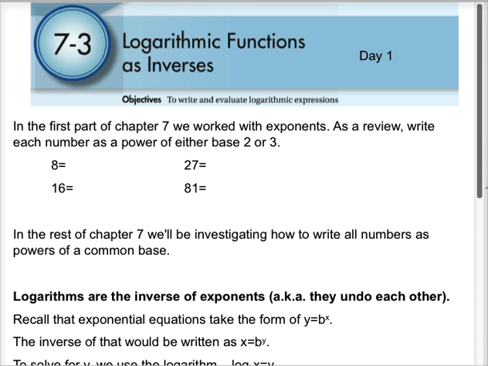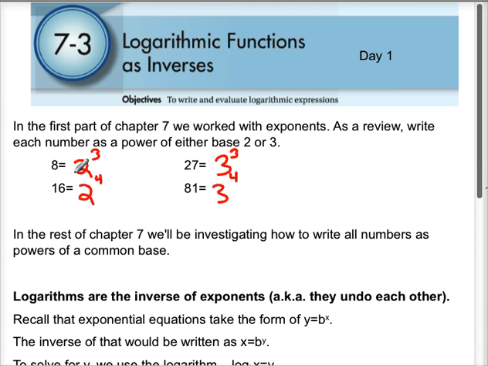to rewrite numbers into exponential form. So, we want to write all four of these numbers as either a base of 2 or a base of 3. Now, what I mean by that is 8 can be written as 2 to the third power. 16 can be written as 2 to the fourth power. 27 is 3 to the third power, and 81 is 3 to the fourth power. So that's one thing we're going to have to be able to remember, is looking at a number and being able to recognize when it's a power of another number.